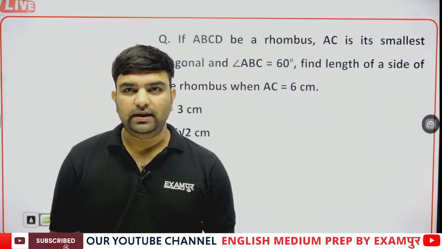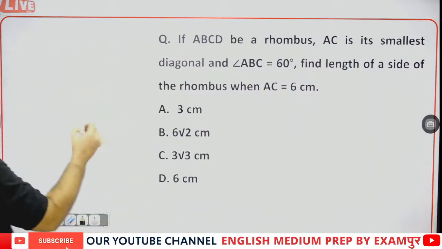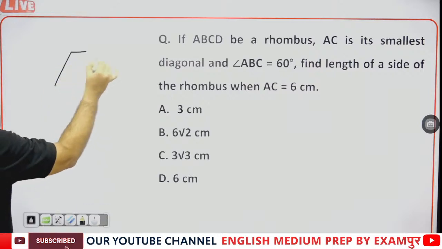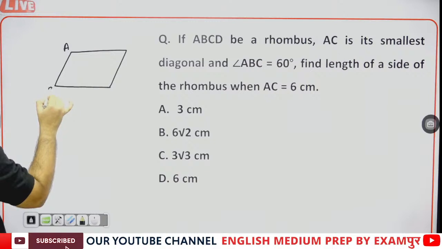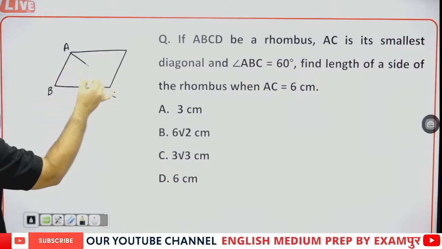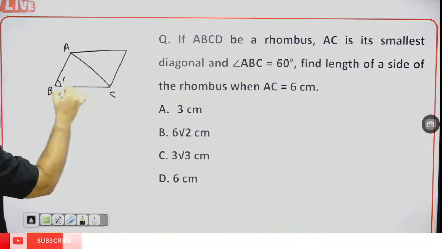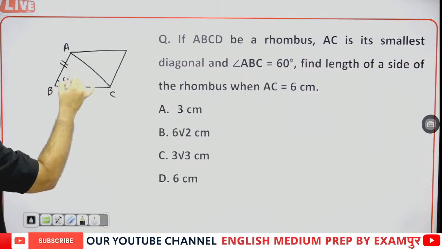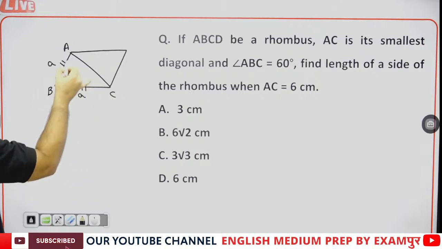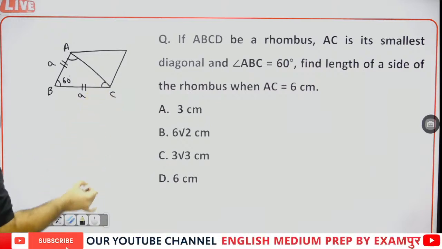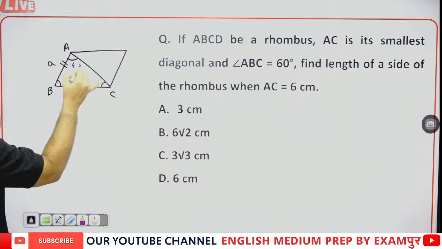ABCD is a rhombus. AC is the smallest diagonal. Angle ABC is known as 60. Draw a rhombus ABCD. You know, for a rhombus all sides are equal. So if these two sides are equal, the angles opposite to them would also be equal. So divide the remaining 120 into two equal parts, 60 each.